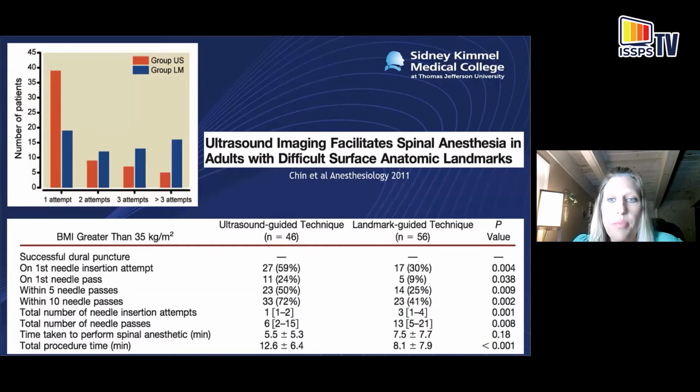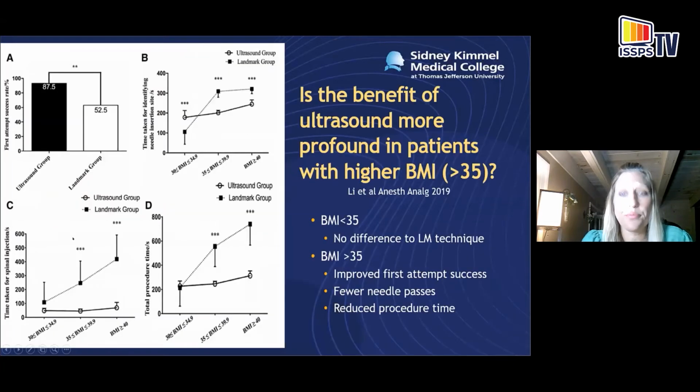Pre-procedural imaging of obese patients presenting for orthopedic procedures also resulted in a better first attempt success rate, as you can see here. And although the spinal procedure time was lower in the ultrasound group compared to the landmark technique, you can see here that the total procedure time involving the pre-scanning was overall longer. But the benefit of fewer needle passes and better first-time success rate is likely beneficial.